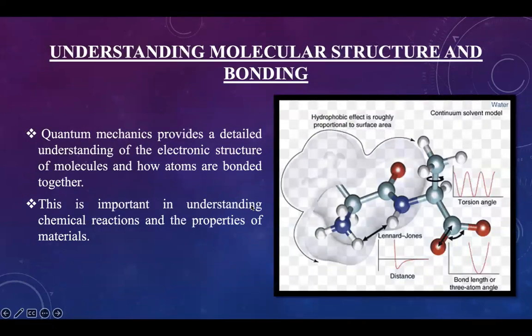Understanding molecular structure and bonding. Quantum mechanics provides a detailed understanding of the electronic structure of molecules and how atoms are bonded together. This is important in understanding chemical reactions and the properties of materials. In the figure, atoms are shown, how they're bonded together, and the distance between the bond, the bond length, and the angles between them.